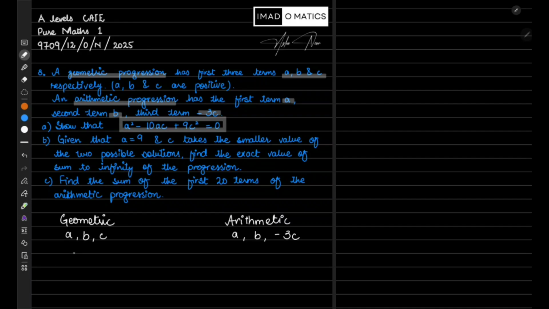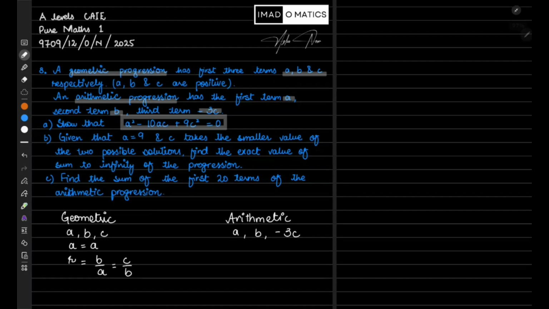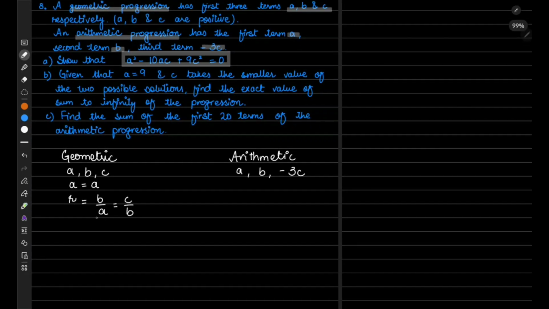Okay, in the geometric the first term is A. Then the common ratio is the ratio of the consecutive terms, so that means B over A will be equal to C over B. That will be your common ratio, so that can give you B square equals AC. This is one thing that we get. This is the second thing.